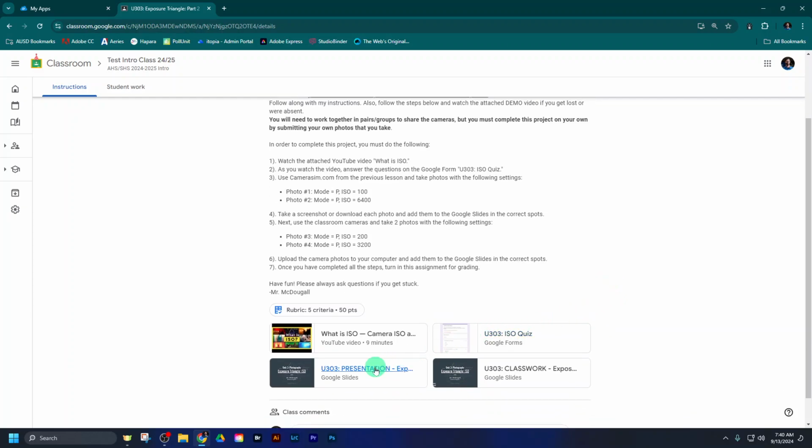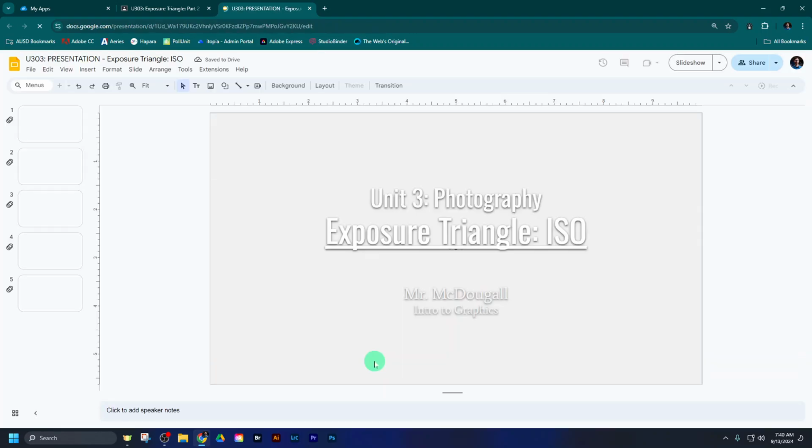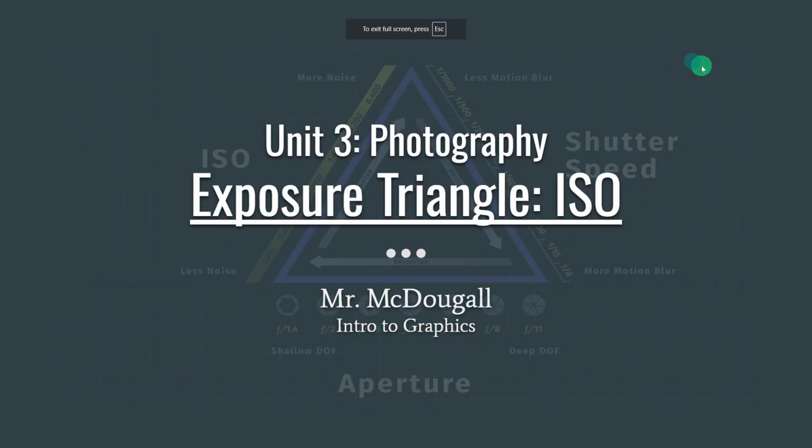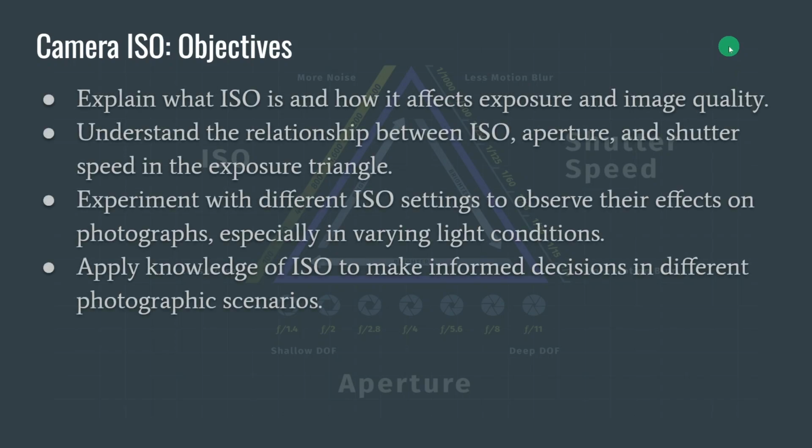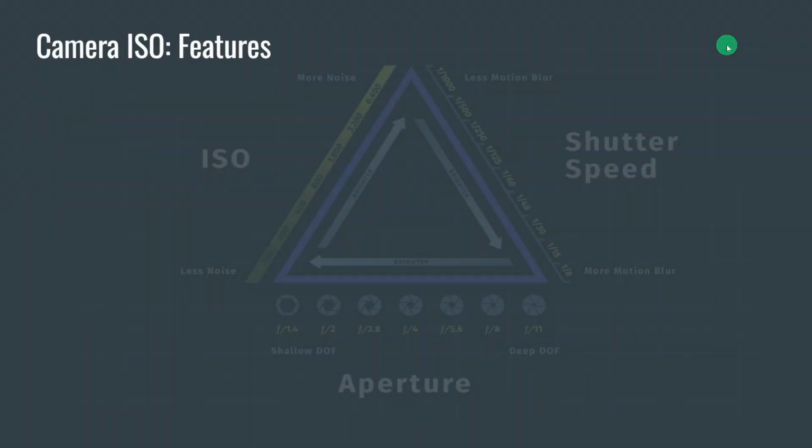Once you've done that, we'll recap everything you just learned in the video with the presentation right here. So again, this is available for you to view. And we're talking about how ISO affects light, just like the other parts of the triangle, and something else. So these are the objectives we're going to talk about when it comes to ISO and just understanding its effects.